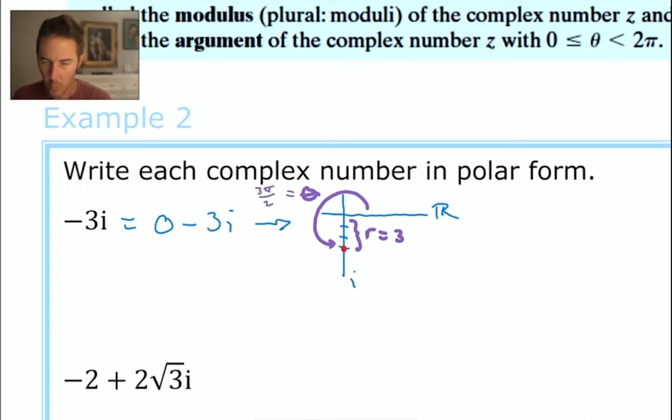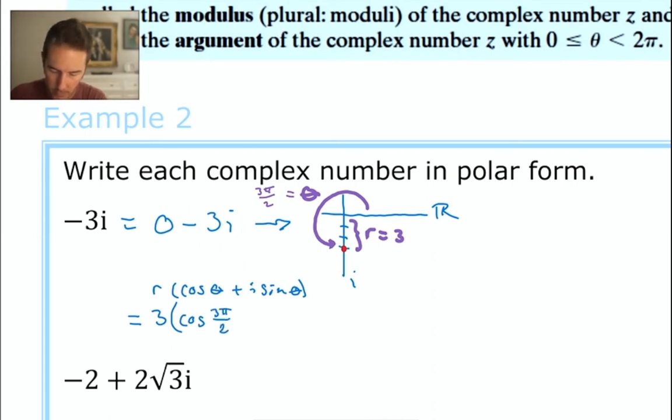3 pi over 2. Wherever you want to put that diagram on your paper. So I'm actually going to wrap this problem up and say that -3i as a complex number is equal to 3 times, so that 3 is my r value, and if you want you could write r cosine theta plus i sine theta to give you sort of a framework, and then you can fill in the blanks. The 3 is the r value, cosine, and then whether you want to use radians or degrees, I'm going to go with radians, cosine 3 pi over 2 plus i times the sine also of 3 pi over 2.